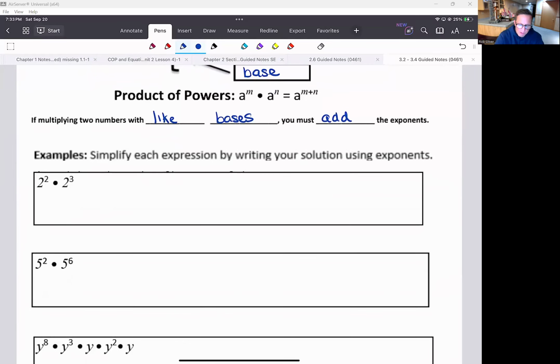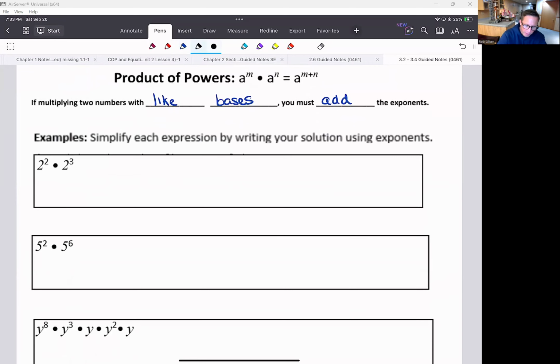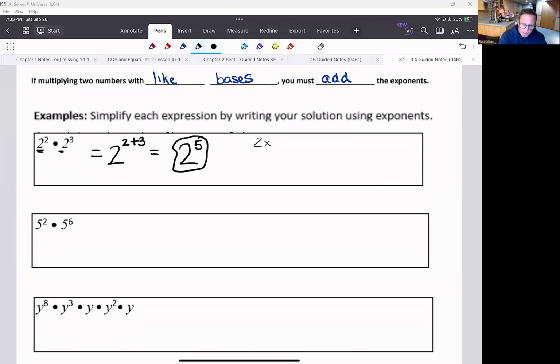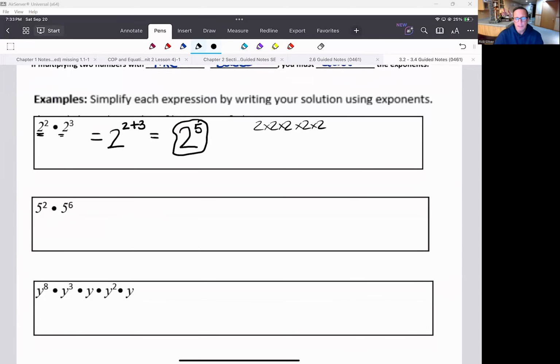So right here, it says simplify each expression by writing your solution using exponents. Here we've got like bases. They both have a 2. So we're just going to write 2, and we're just going to add the powers, 2 plus 3. We don't really need to go any further than just adding those up. And so you get 2 to the 5th power. It doesn't ask us to actually work it out. If we wanted to, we could multiply it out, 2 times 2 times 2 times 2 times 2, 5 times, is 32. But we don't have to do that. We're just writing it out in exponent form.